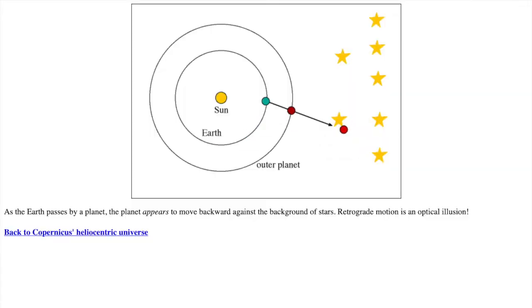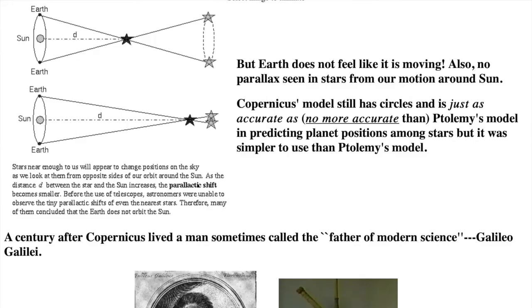When you select the image, you'll bring up an animation of the retrograde motion. As the Earth passes by a planet, the planet appears to move backward against the background stars. Retrograde motion is an optical illusion, just as a slow-moving bus appears to move backward with respect to you in your speeding car as you pass it up. Copernicus's model still had circular motions, and it was just as accurate as, that is, no more accurate than, Ptolemy's model in predicting planet positions among the stars.